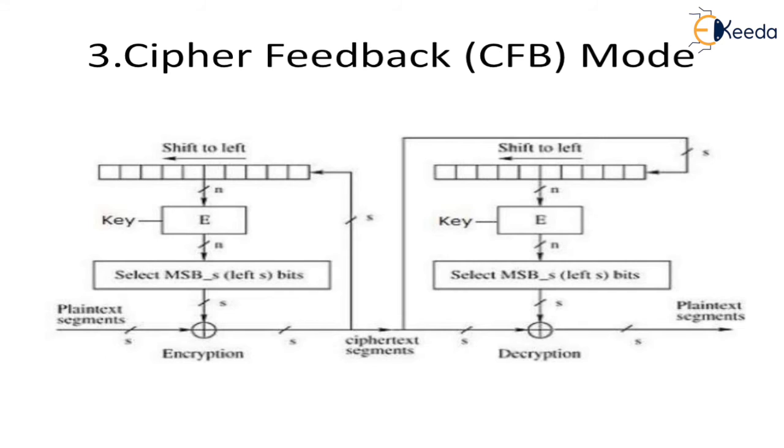First, the MSB is selected. Here in this case, we can say this XORing operation is being done with the left shift of the MSB bit and the plaintext, and then the ciphertext is being generated. Ciphertext segments are being generated. And on the decryption side, again, the XORing of the MSB and the encrypted ciphertext is being done and produces the plaintext segment.